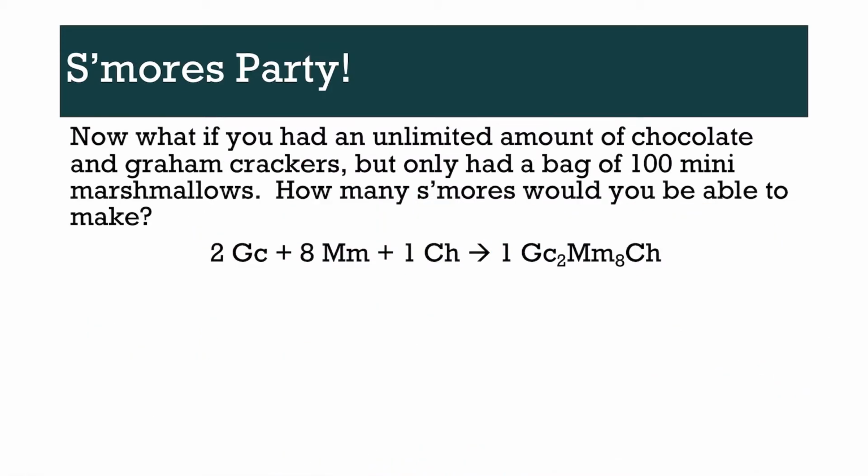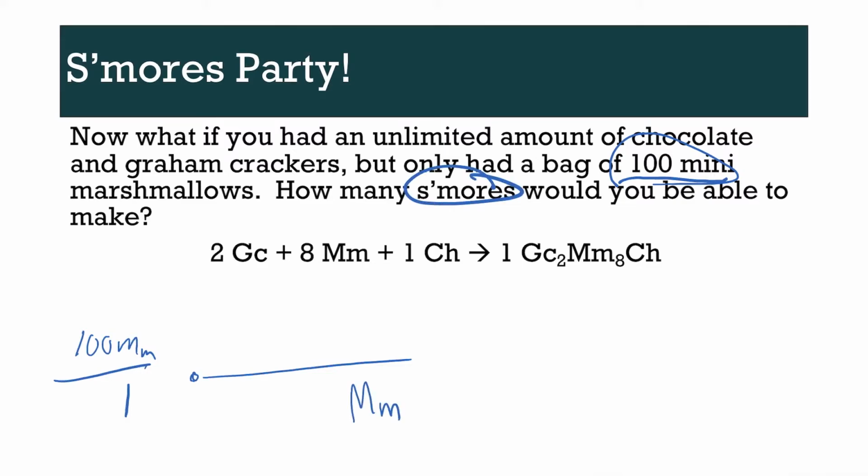Okay, so let's work on one more s'mores example. Let's say you had an unlimited amount of chocolate, unlimited amount of graham crackers, but you only had 1 bag with 100 mini marshmallows. That was it. That's all the store had. How many s'mores could you make? Here is our given: 100 mini marshmallows. Put your given over 1. You want marshmallows to cancel, so it goes on the bottom. And we're looking for s'mores. Again, I'm going to use this fancy chemical formula for s'mores because why not make things look more complicated?